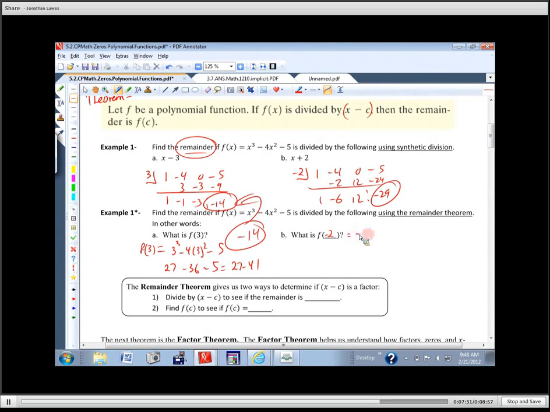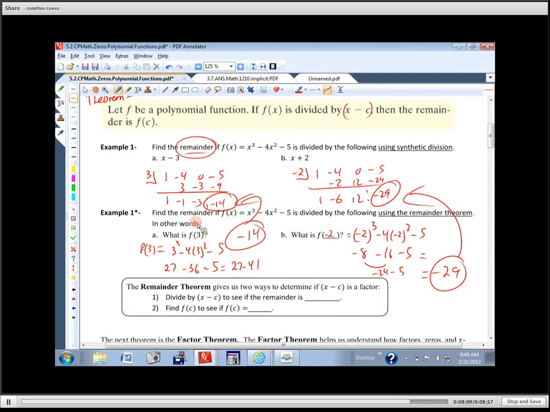So this is going to be negative 2, and I'm going to put that in parentheses because I've got to cube that, minus 4 times negative 2 squared minus 5. So this is going to be negative 8. This is going to be negative 16, is that right? Minus 5. That makes negative 24 minus 5, so we get negative 29. So, does this mathematical rule work? So here's another way to check and see whether or not it's a factor. You could just plug it in and see if the function value equals 0.